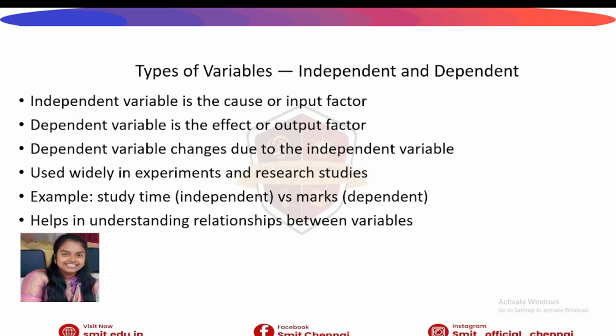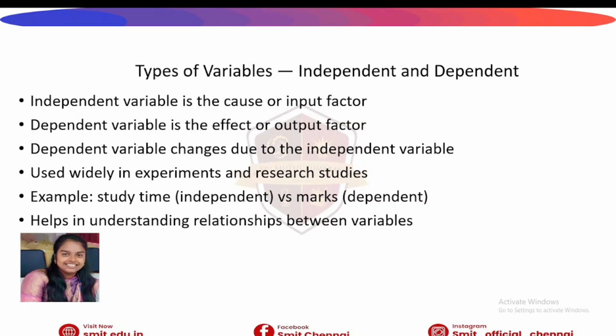Now moving on to dependent variable. This is observed or measured. It depends on the independent variable, also called response or output variable. Examples for dependent variable will be exam scores, ice cream sales, or sales revenue. These all come under the dependent variable.